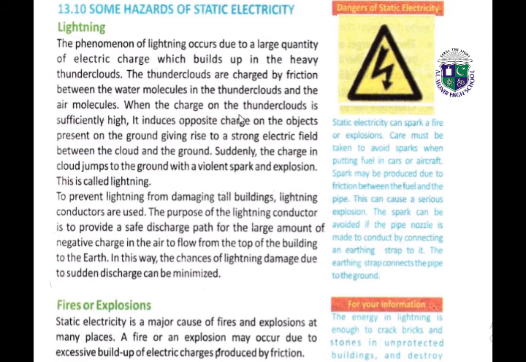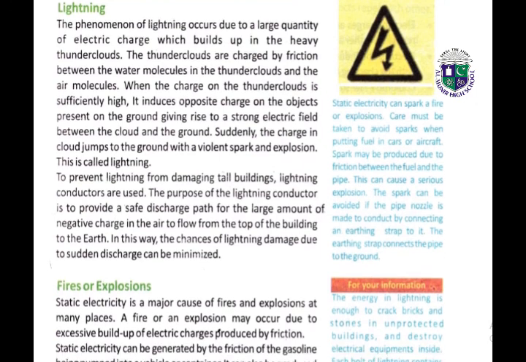When the charge on the thunder clouds is sufficiently high, it induces opposite charge on the objects present on the ground, giving rise to a strong electric field between the cloud and the ground. Suddenly, the charge in the cloud jumps to the ground with a violent spark and explosion, and this is called lightning. So it is one of the hazards of static electricity.